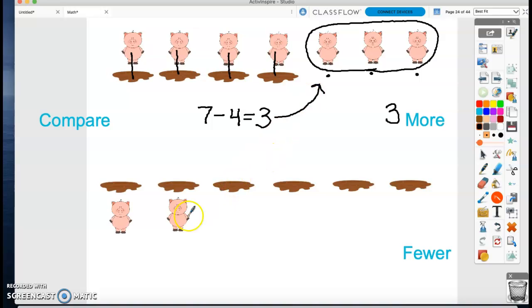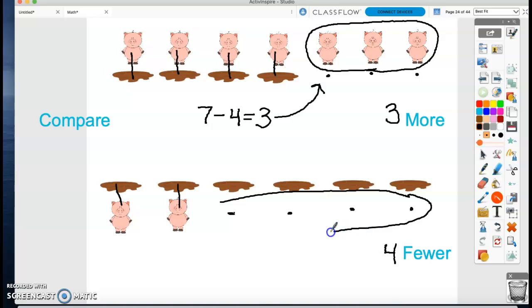Let's try this one. This one looks like pigs has fewer, so we want to know the fewer. So let's match them up. And then what do we notice? There's not a pig for here. There's not a pig for here. There's not a pig for this puddle. There's not a pig for this puddle. And there's not a pig for this puddle. So how many fewer pigs are there? If you said 4, awesome job. Because when I look, I see that there are no pigs for these mud puddles.